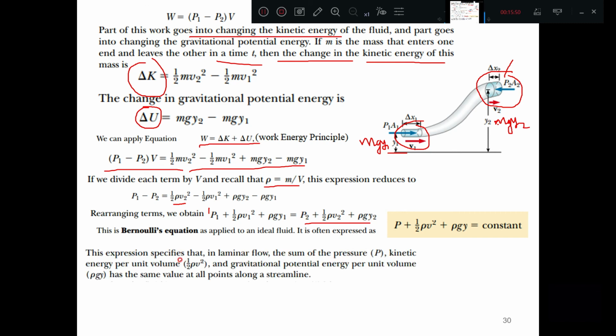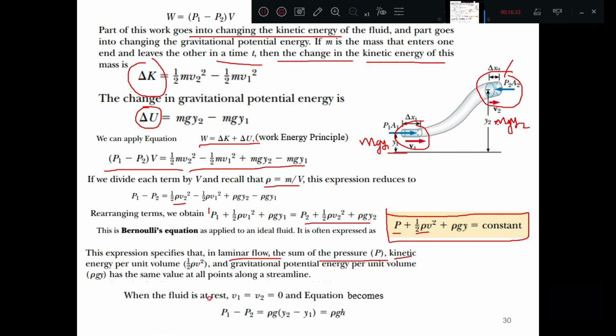This expression specifies that in a laminar flow, the sum of pressure, kinetic energy per unit volume and gravitational potential energy per unit volume has the same value at all the points along the streamline. So I'll repeat, the sum of pressure energy, kinetic energy and potential energy per unit volume has the same value at all the points along the streamline. So this is what we call Bernoulli's equation.